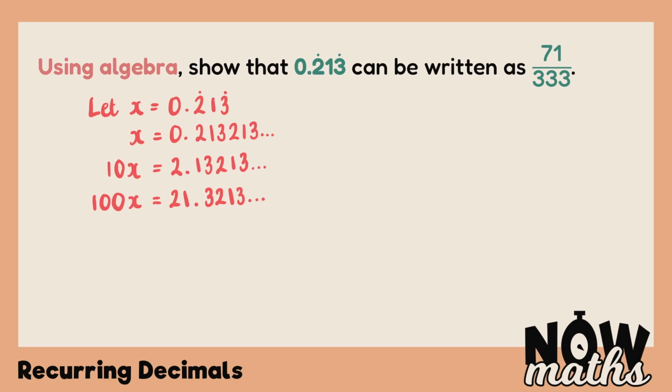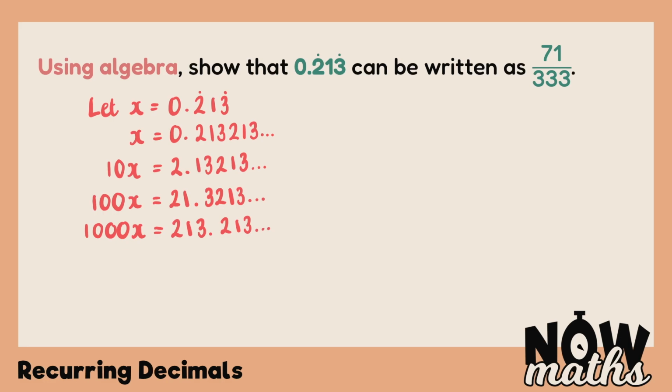Again, looking at the decimals we have, none of these decimals match completely after the decimal point. That means we're going to have to multiply by 10 again this time. So 100x multiplied by 10 is 1000x. And 21.321 recurring multiplied by 10 is 213.213, 213, 213, and so on.